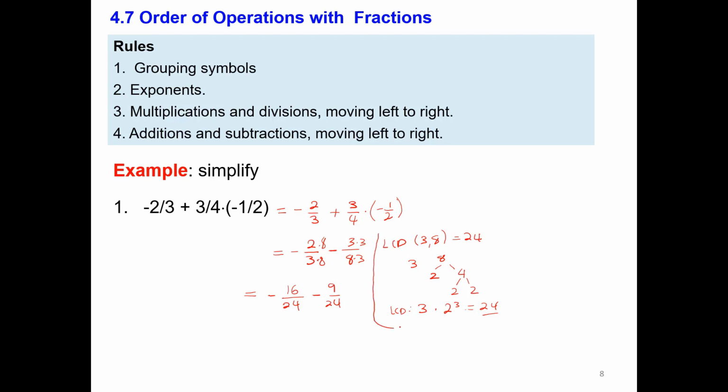Don't confuse it with this part. Now we have a common denominator of 24, and now we add together, because both are negative. We add together, and the answer is negative. Then we have negative 25 over 24.